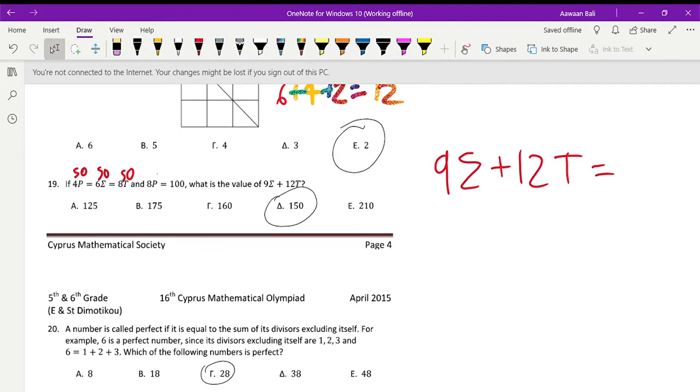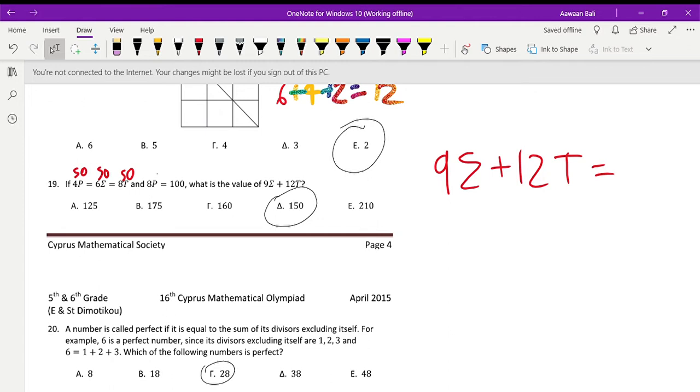What can we use? Since we already know this is 50 and this is 50 and this is 100 or something like that, then how will we find it? Have you found it yet? Congrats if you have. So 9 sigma.